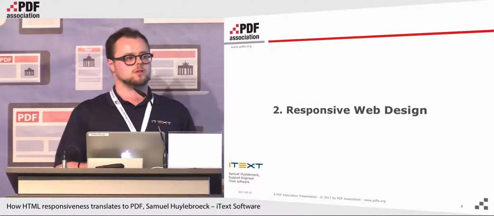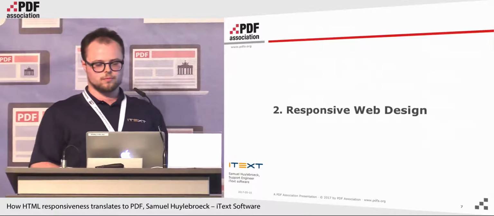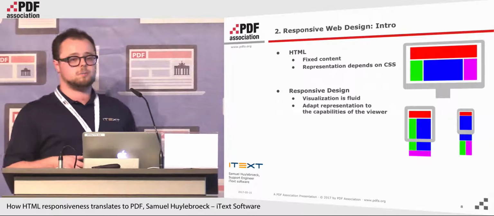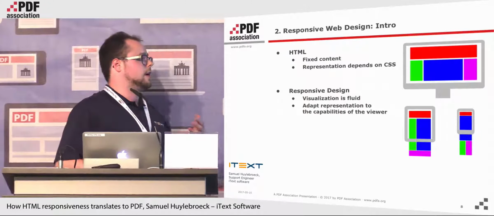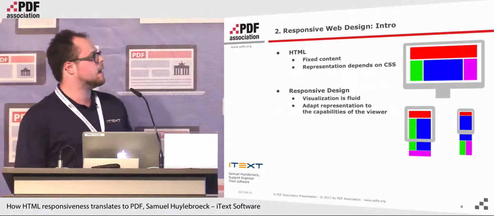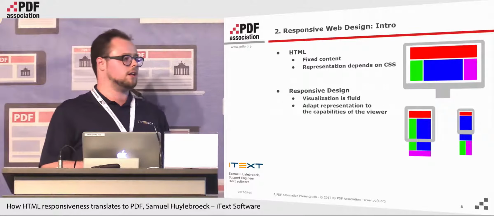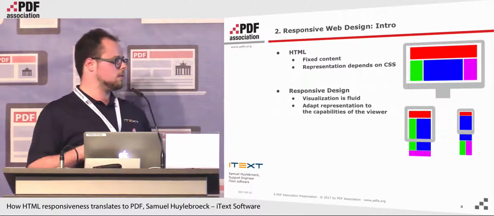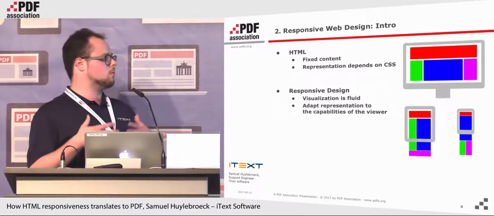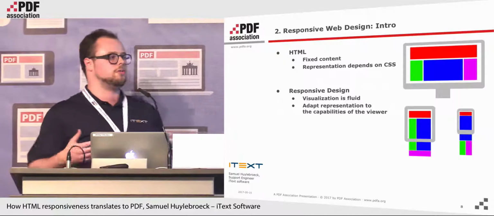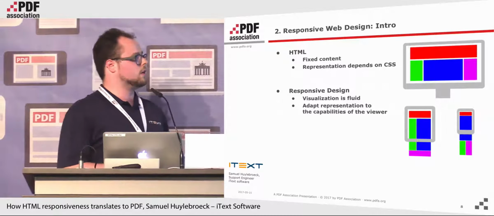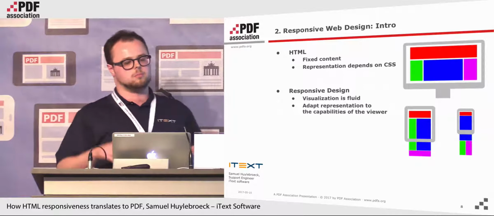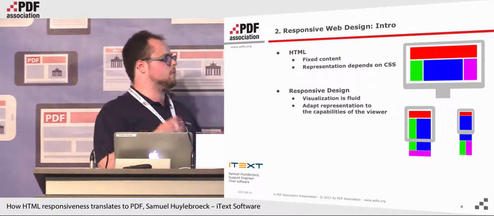Let's move on to responsive web design. Now, HTML has fixed content, but its representation depends on the accompanying cascading style sheets. And responsive design is the idea of taking full advantage of this, of the way you can have one set of content and then use CSS to generate a whole slew of views for it. You can see it in the example image on a desktop. We have a nice title bar and then two sidebars to surround the main content.